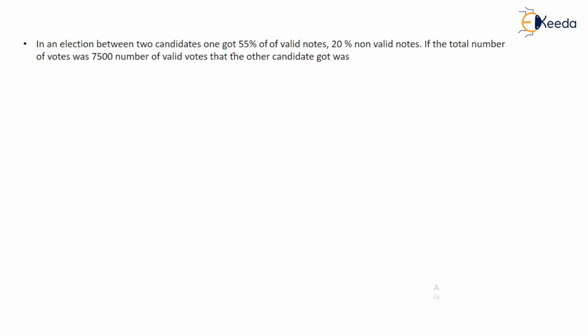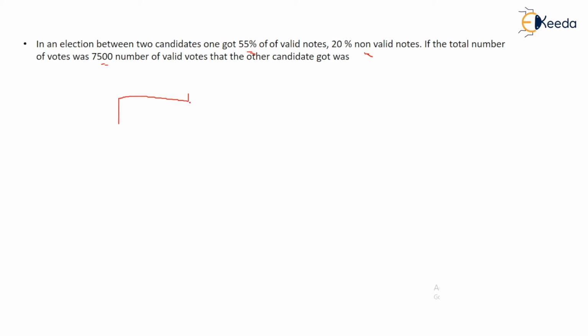In an election, two candidates, one got 55% of valid votes, and 20% of votes were not valid. If the total number of votes was 7500, find the number of valid votes that the other candidate got. In an election, two candidates were there. One got 55% of valid votes and 20% of votes were not valid. If the total number of votes was 7500, the candidate who won.